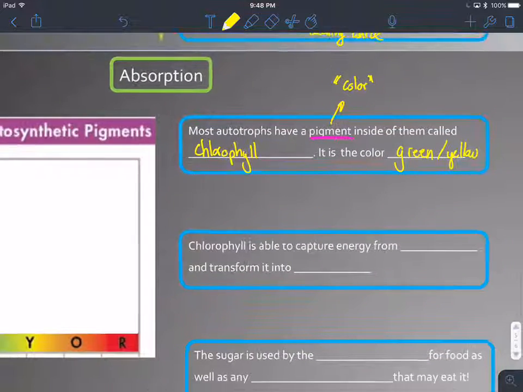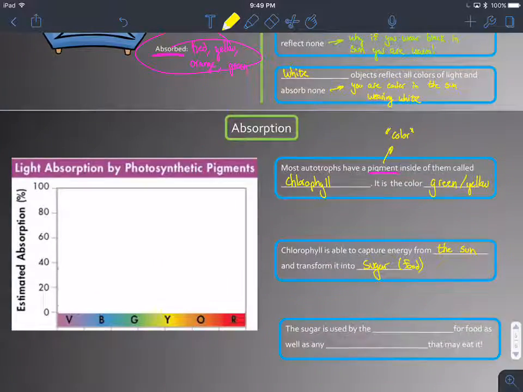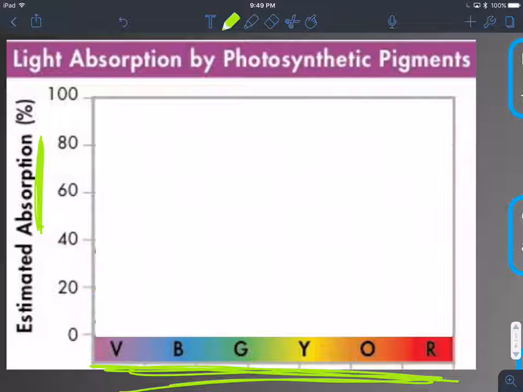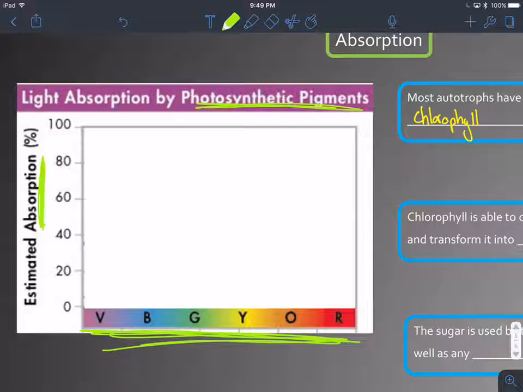What chlorophyll is able to do is capture energy from the sun, and it can transform it into sugar. Think of this as food. So if we're looking at this diagram here, notice that on the left side I have absorption, and on the bottom I have all of the different colors. Now, photosynthetic pigments simply refers to chlorophyll, which I just told you is green.